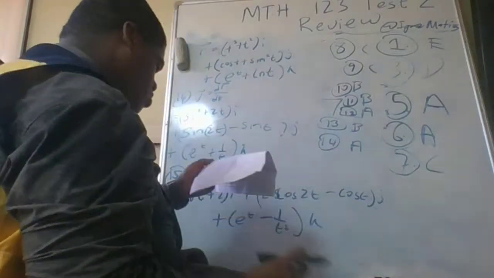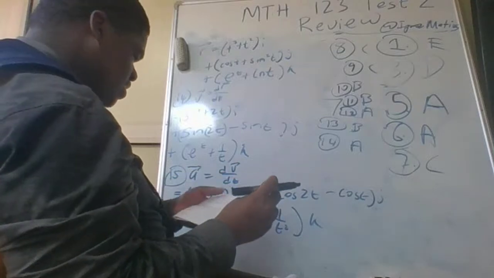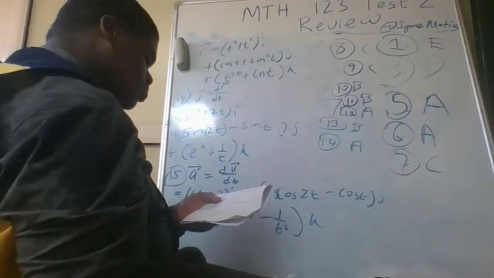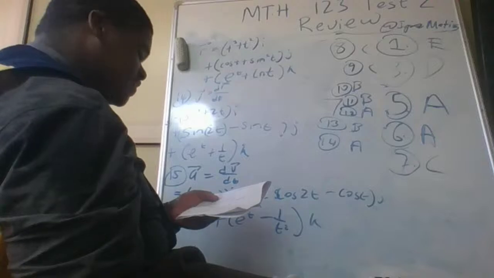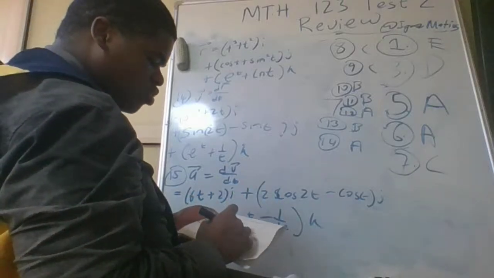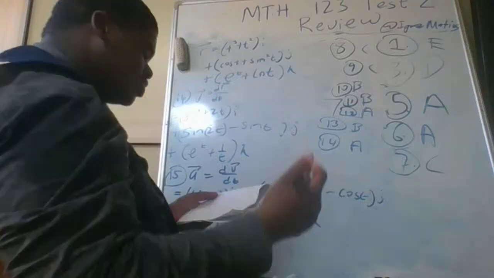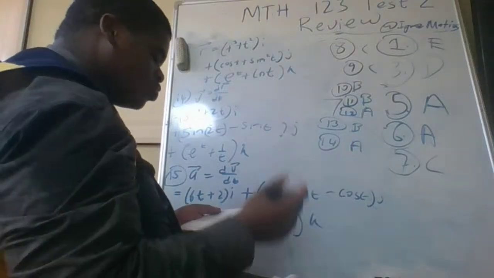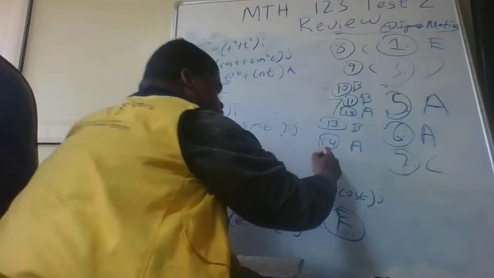And this corresponds closely to option D: 6t plus 2 i plus 2 cos 2t minus cos t j plus e to the power of t minus 1 over t squared k. The option here is plus 1 over t squared k. So option D is wrong, and option D was the closest option. So the answer for this question is going to be E, none of the above.